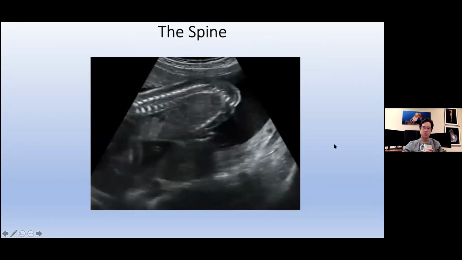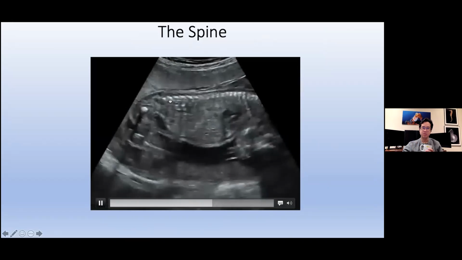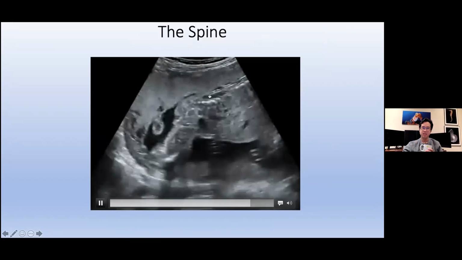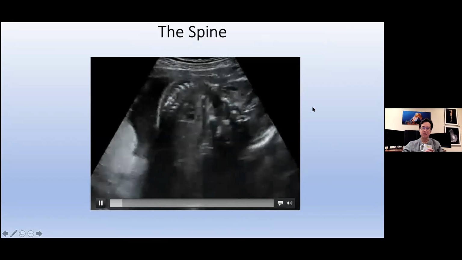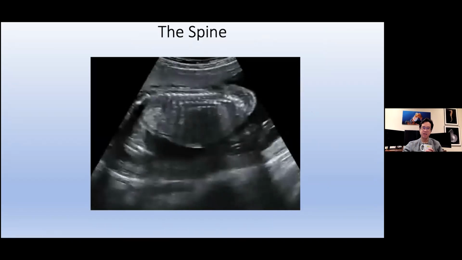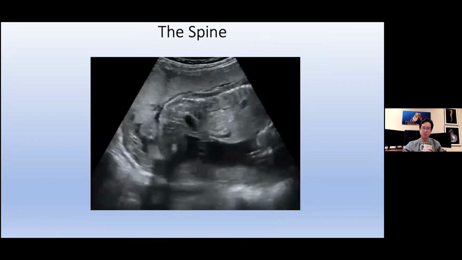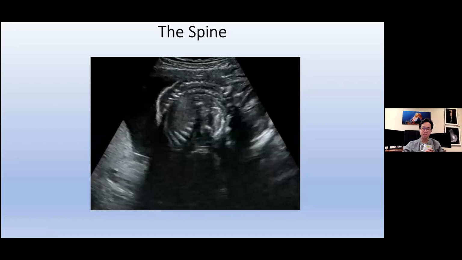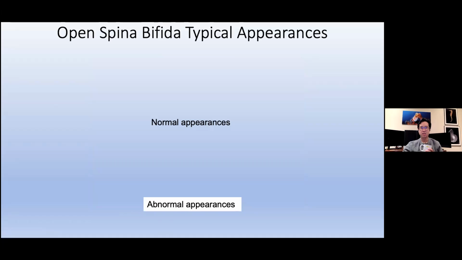Okay, so this is a sagittal image through the fetal spine. You can see beautiful, elongated, intact skin, and you want to evaluate the entirety of the fetal spine because you want to exclude a defect in the spine. Okay, so here's an open spina bifida, or what we call a neural tube defect.